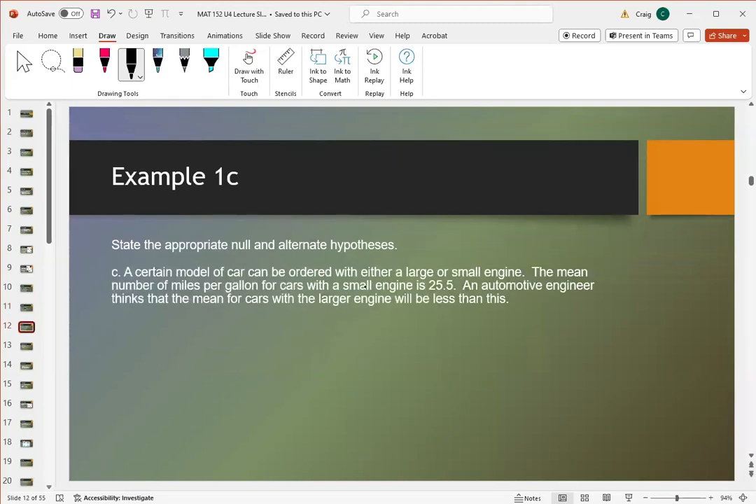A certain model of car can be ordered with either a large or a small engine. The mean number of miles per gallon for cars with a small engine is 25.5. An automotive engineer thinks that the mean for cars with a larger engine will be less than this. And so our null is to assume that they're equal. We're going to assume that the mean for the larger cars is equal to 25.5 miles per gallon. And then the automotive engineer thinks it's going to be less than that. And so we can collect a sample and we can test whether it's equal to 25.5 or less.